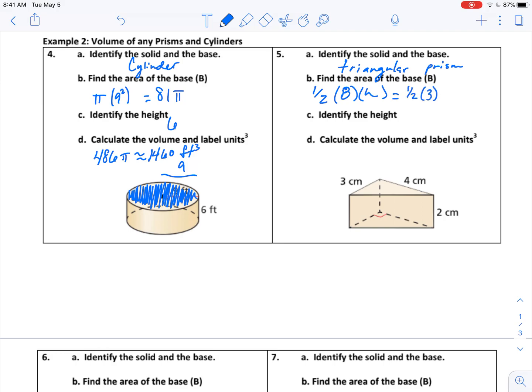So that's the area of a triangle, which is going to be 1/2 times 3 times 4. So here's my triangle. 3 is the base, 4 is the height. Or you could do 4 times 3, doesn't matter. Which is going to be 6. So the area of my base is 6. And the height is 2. So volume equals 6 times 2, which is going to be 12 cubic centimeters.